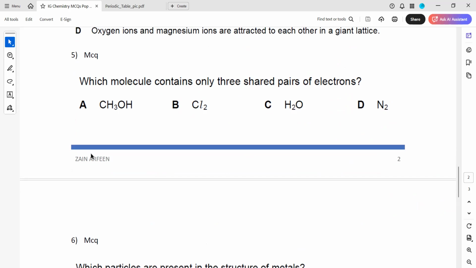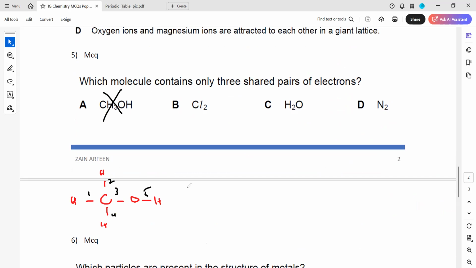In question 5, which molecule contains only 3 shared pairs of electrons? When we draw the structure of CH3OH, how many shared pairs of electrons are there? 1, 2, 3, 4, 5. So it cannot be A.